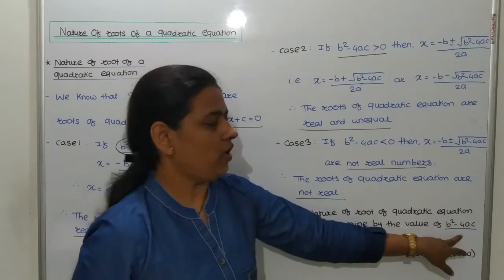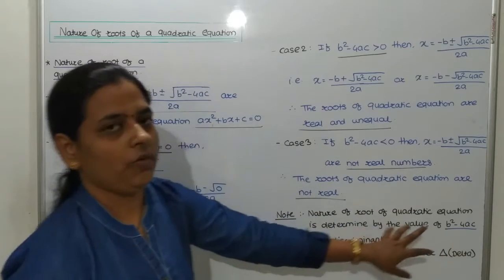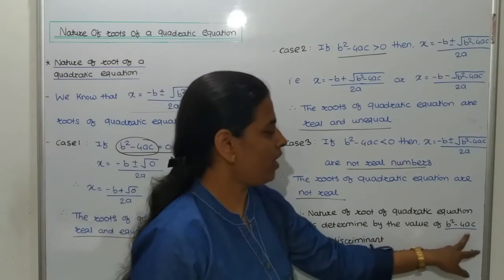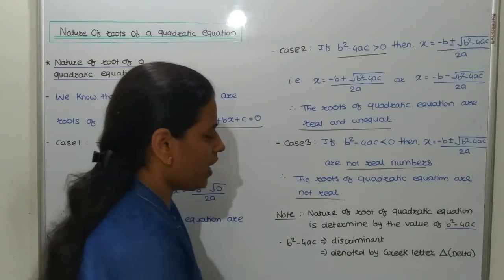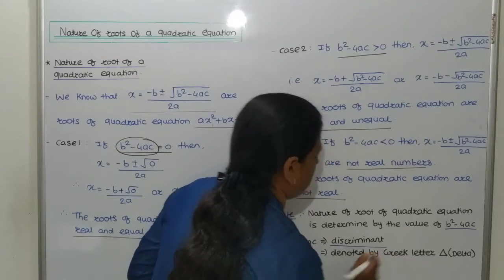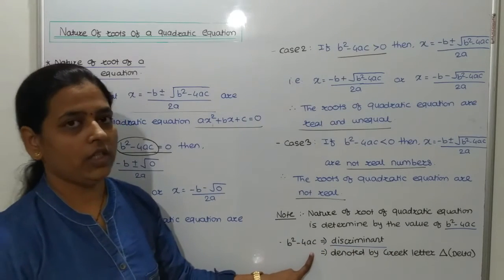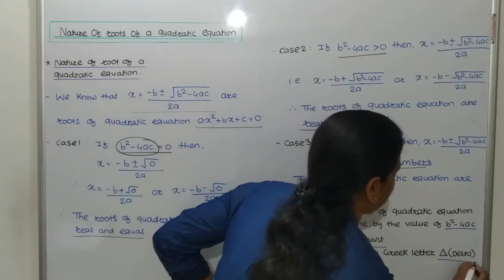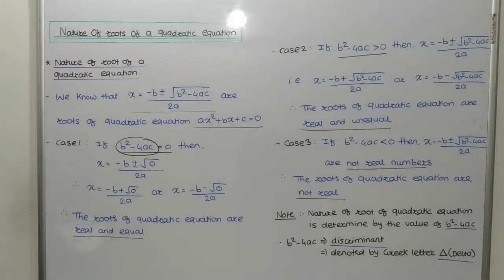Means by using this value, we have to say the nature of the roots of the quadratic equation. So this b square minus 4ac is called the discriminant, and it is denoted by the Greek letter delta.